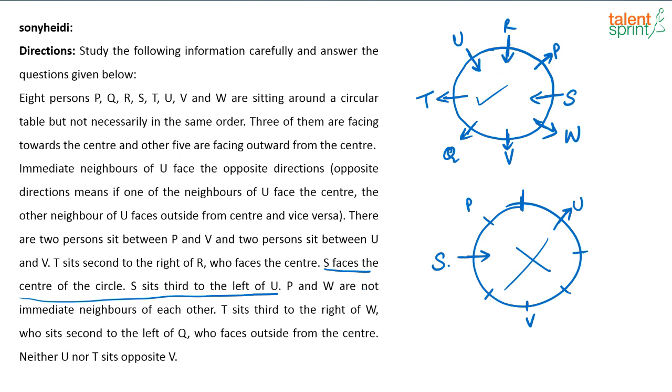So what is your correct arrangement? Your correct arrangement is this. So who are the people who are facing the center? People who are facing the center in the final arrangement are U, R and S, right? People who are facing outward here are T, Q, V, W and P. So now if you get this, then you can answer all the questions that follow. Is it clear to all of you?